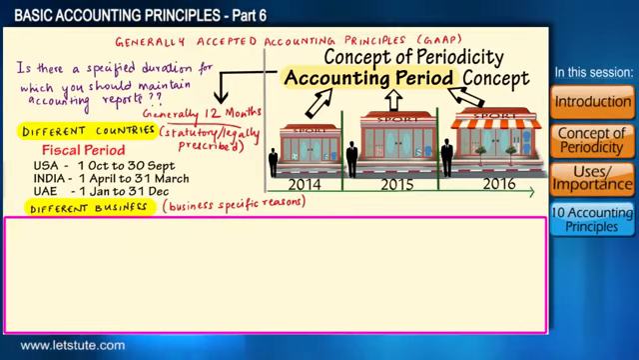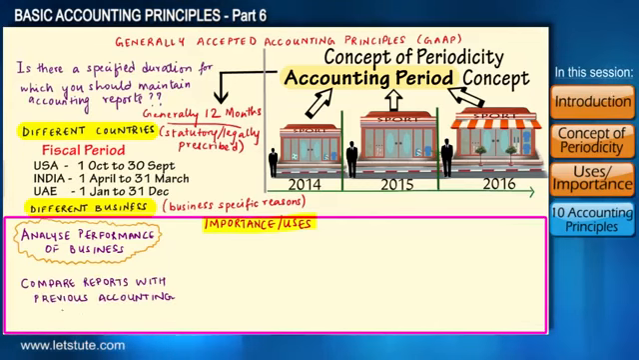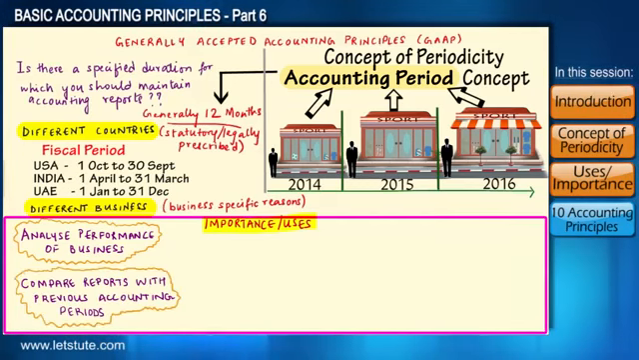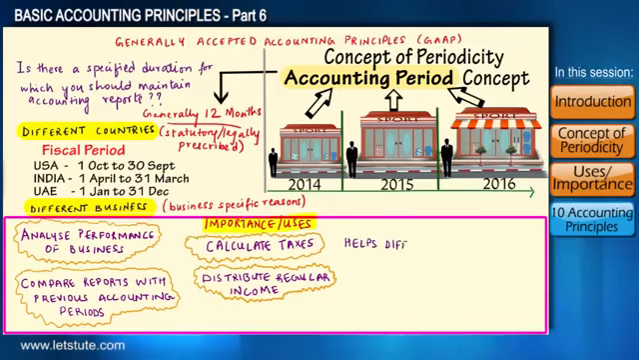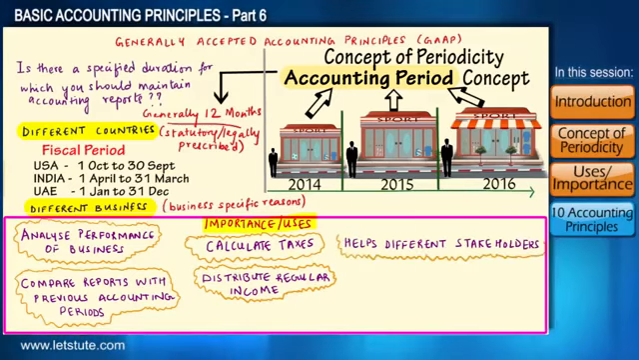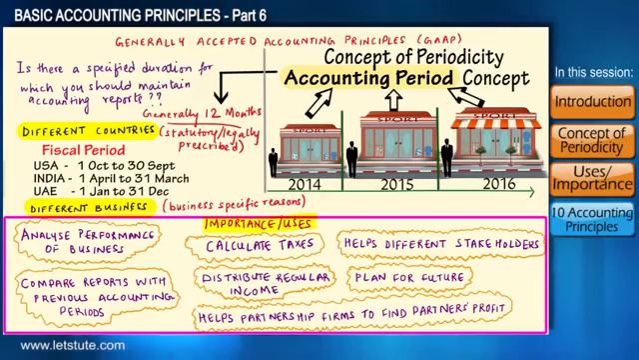The principle of accounting period helps a business in so many different ways, that is, to analyze the performance of the business, to compare their reports with any of their previous accounting periods. It helps a business to distribute their income at regular intervals, to calculate tax. It also helps banks and other financial institutions and creditors to know the position of this business and so on. So this was the accounting period concept. I hope my friend Peter has the answer to his question now.